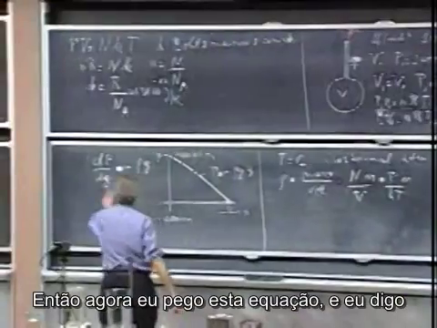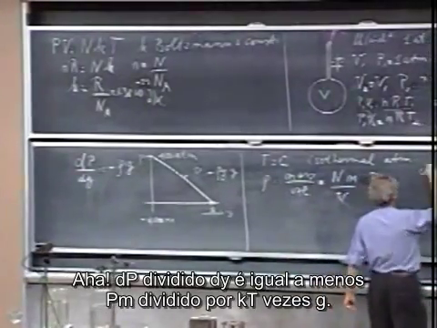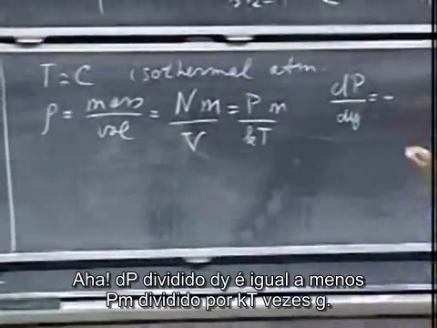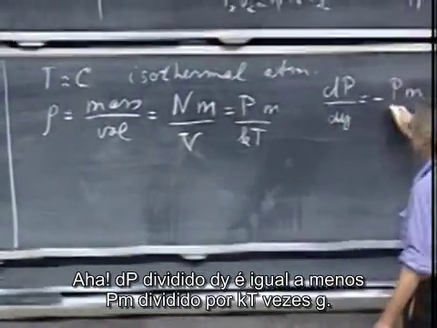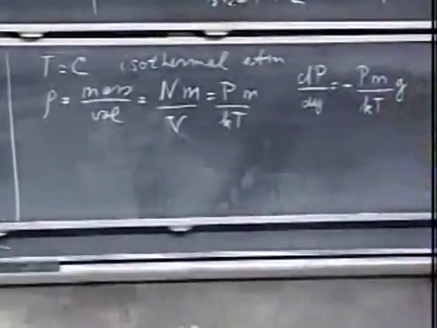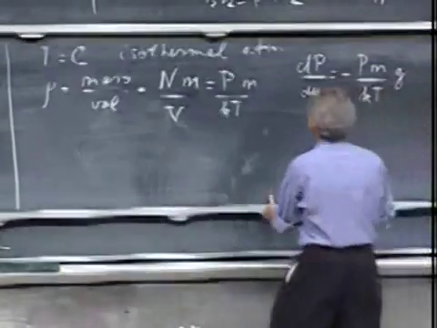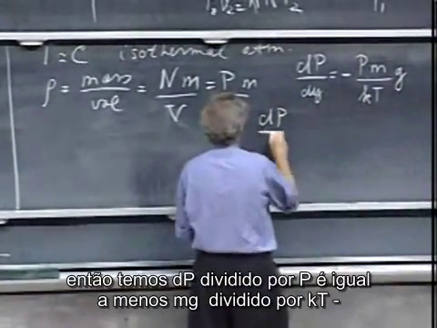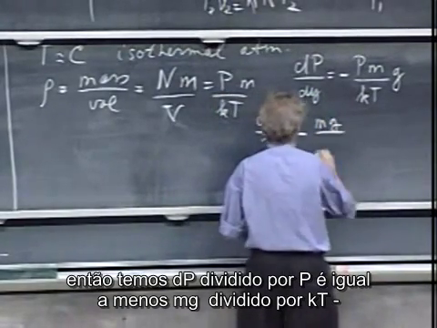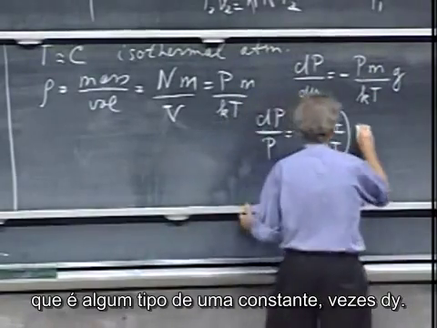So now I take this equation, and I say, aha, dP/dy equals minus P m divided by kT times g. I bring the P under here, and I bring the dy there. So we get dP divided by P equals minus mg divided by kT, which is some kind of a constant, times dy.